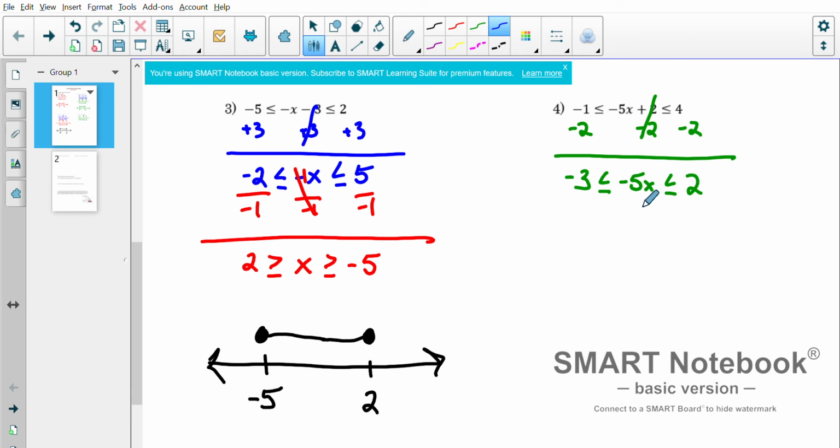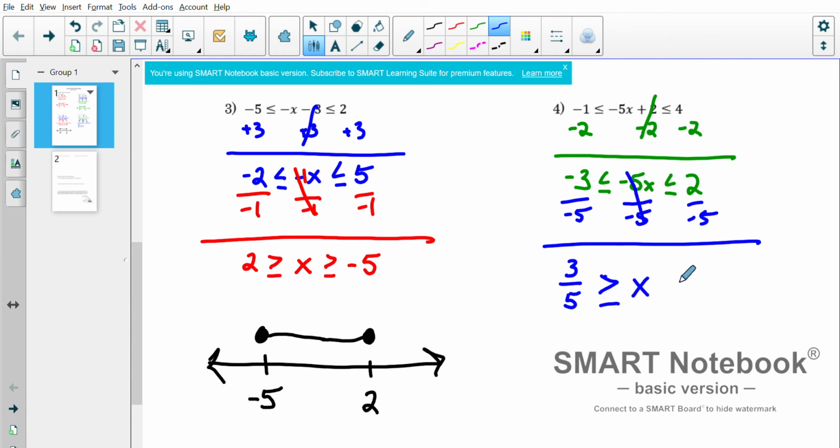Now, we got to get rid of the -5, so I divide by -5 on all 3 sides. -3 divided by -5. 5 doesn't go into 3, so we're just going to leave it. But a negative by a negative gives me a positive. Flip the inequality symbols. We divided by a negative. Inverses cancel, just x in the middle. Flip the inequality again. -2/5 on the right side.